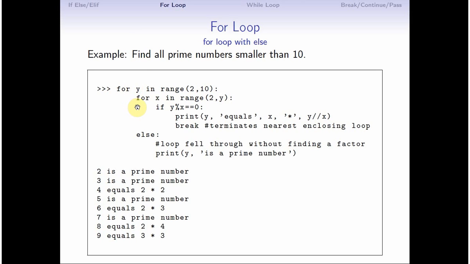So this one is quite complicated. If you want, you can pause this video for a while, read through it and see whether you understand or not, on your own. Then you listen to my explanation. For x in the range of 2 to y, if y modulo x is equal to 0, print y equals x times y floor division x.